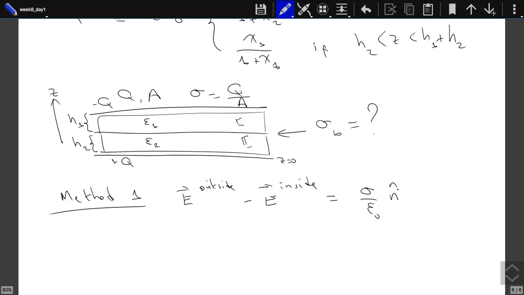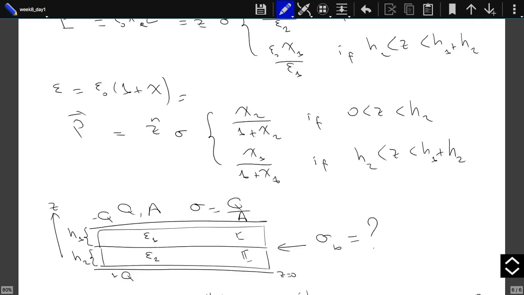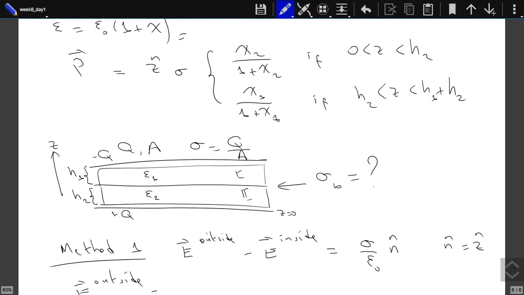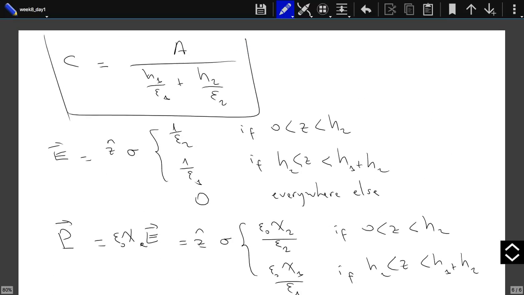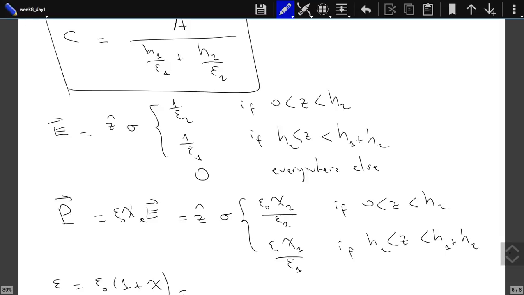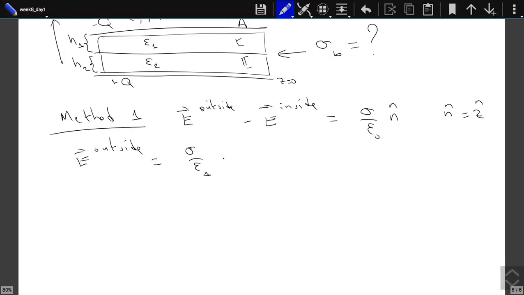We already know the electric fields. So let's see, N, let's just choose it to be the Z direction. So here we have a surface. Since N is the Z direction, outside is, I'm approaching this surface from larger values of Z. Inside means I'm approaching that same surface from the smaller values of Z, from region 2. So E outside is equal to, well, outside is I'm above, that is I'm in region 1. The electric field in region 1 is sigma over epsilon 1 in the Z direction. The electric field inside is equal to sigma over epsilon 2, again in the Z direction.